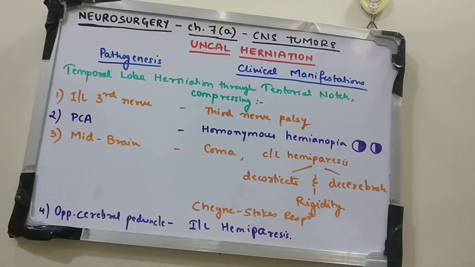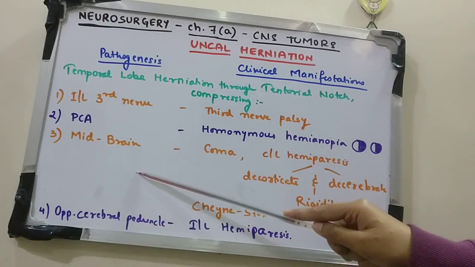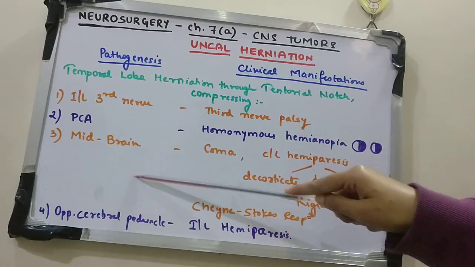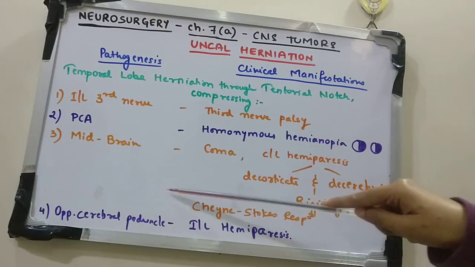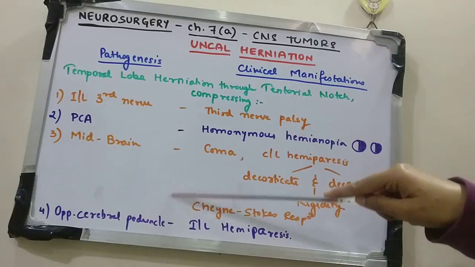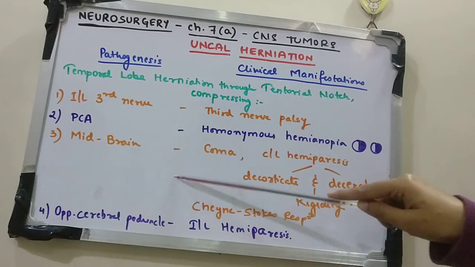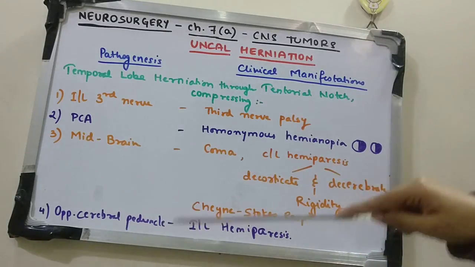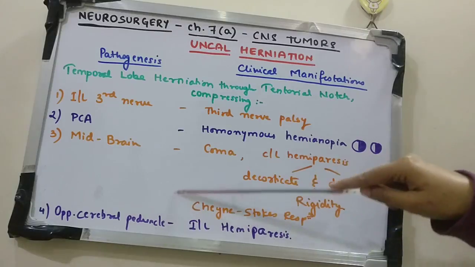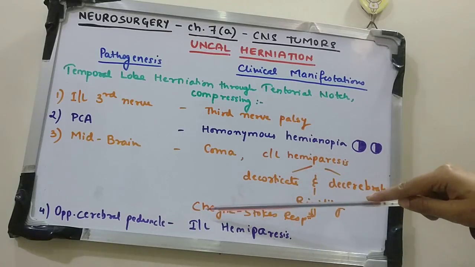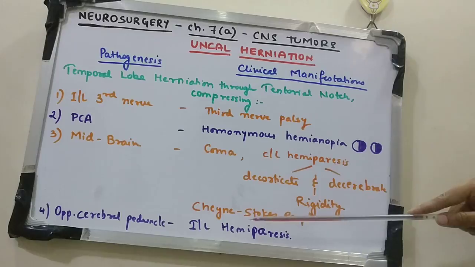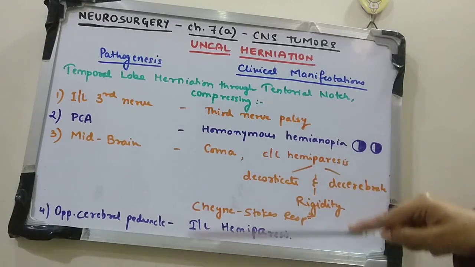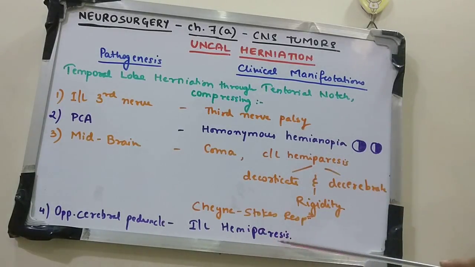There can be opposite side cerebral peduncle involvement because the herniation is coming from here, so it will cause compression of the cerebral peduncle against the bone. So there will be ipsilateral hemiparesis because the tracts have crossed, okay, and the herniation will compress your opposite cerebral peduncle against the dura, and towards the side of the tumor there will be ipsilateral hemiparesis because of the crossing. I hope you understood.